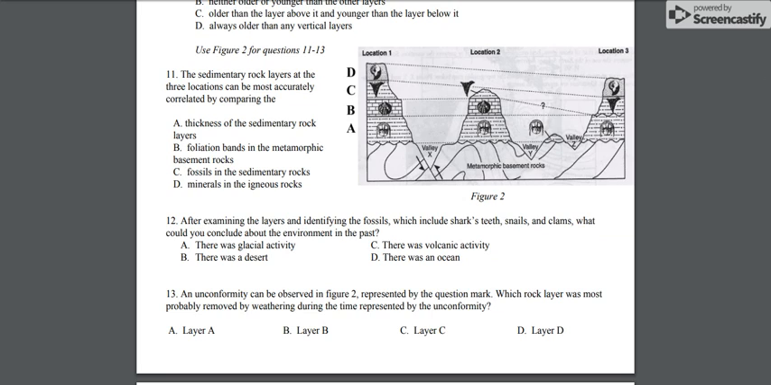Number 12. After examining the layers and identifying the fossils, which include sharks' teeth, snails, and clams, what could you conclude about the environment in the past? A, there was glacial activity. B, there was a desert. C, there was volcanic activity. Or D, there was an ocean.